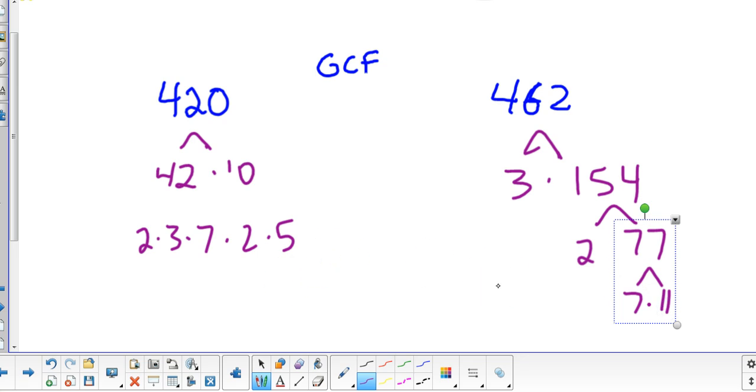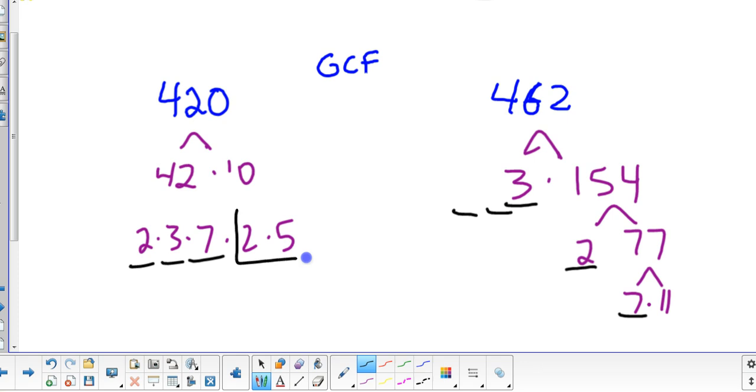So, I've got 2 times 3 times 7 times 11 over here. I've got 2 times 2 times 3 times 5 times 7. In common, they have a 2, a 3, and a 7 in common. So notice we didn't use this 2 times 5 or a factor of 10. We didn't use this factor of 11. But the GCF is going to be 2 times 3 times 7 or 42.